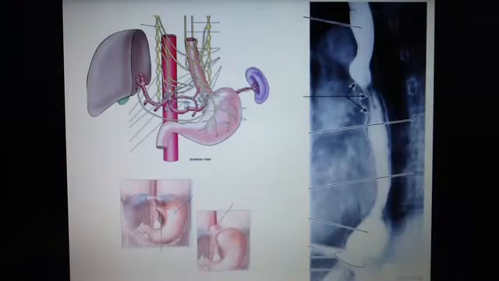So first off, we can look at this picture down here, and commonly we see esophageal damage from reflux, from acid reflux, one of the big problems, as the acidic content would flow back into the esophagus.